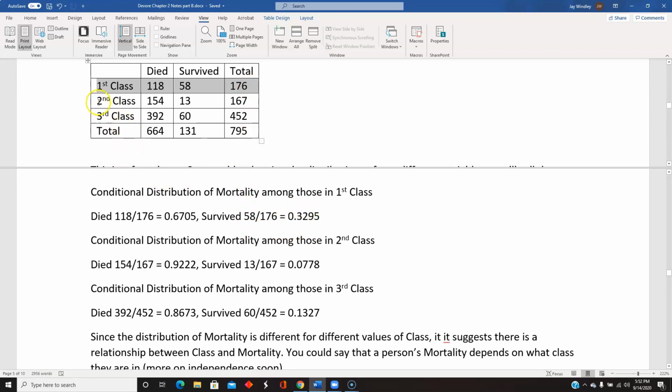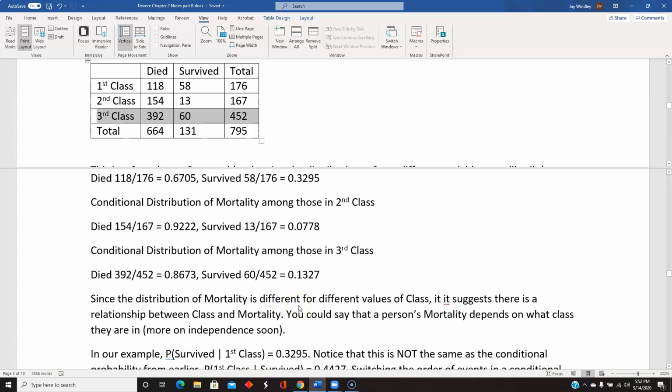We can do the conditional distribution of mortality if we just look at died and survived among the second class passengers. And we could look at the distribution of mortality, died and survived, just among the third class passengers. And once again, the percentages of passengers who died and survived is different when you look at first class as compared to second class, as compared to third class. So again, this is suggesting that there's a relationship between class and mortality. And you could say that a person's mortality, whether or not they die or survive, depends on what class they're in.